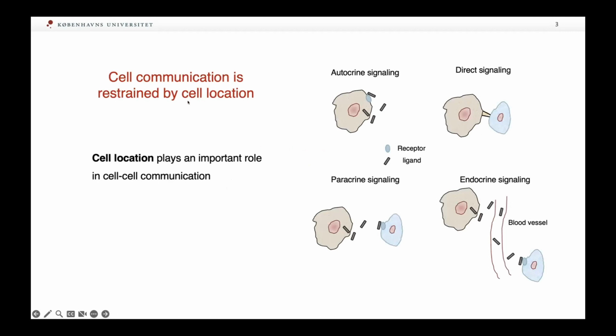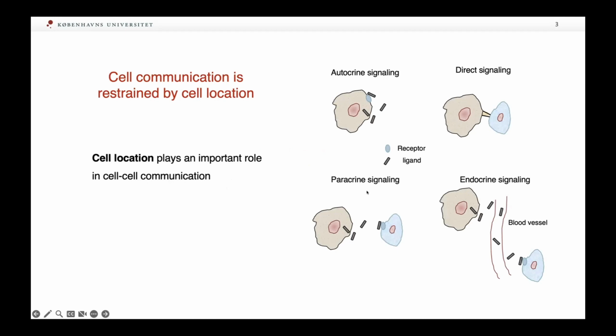As we all know, cell communication is restricted by cell location. There are four types of cell communication. The first one is autocrine signaling. It's a way a cell communicates with itself. And a cell can also communicate with its direct neighbors through direct signaling.